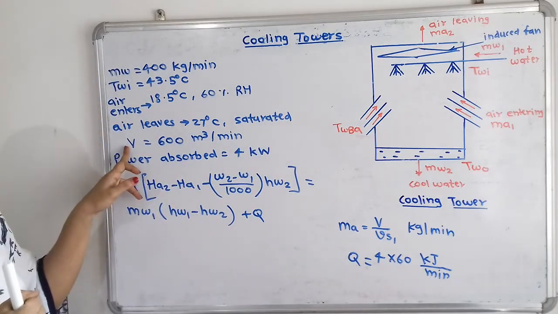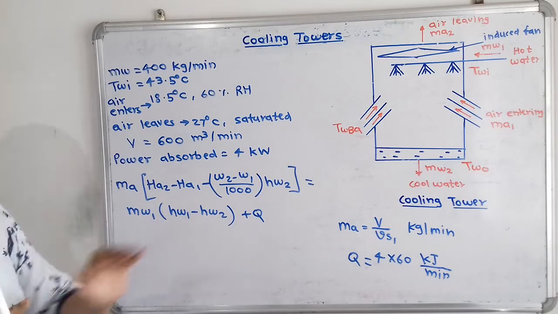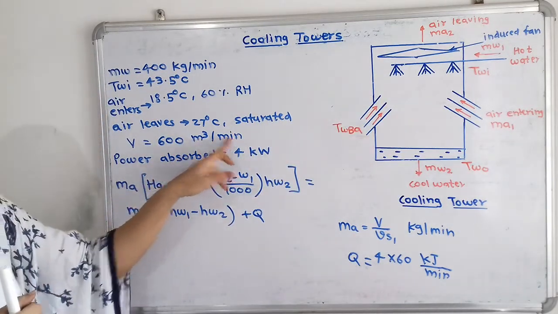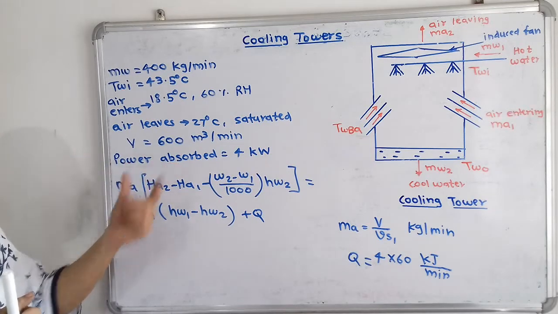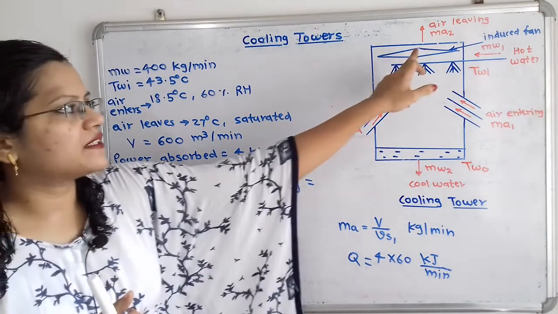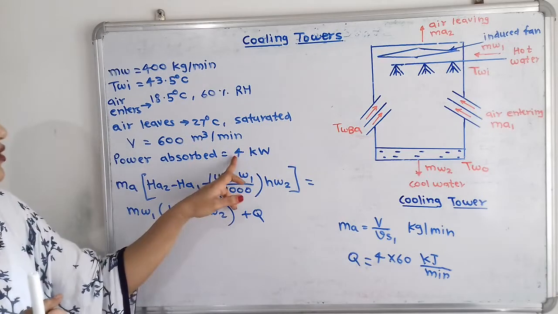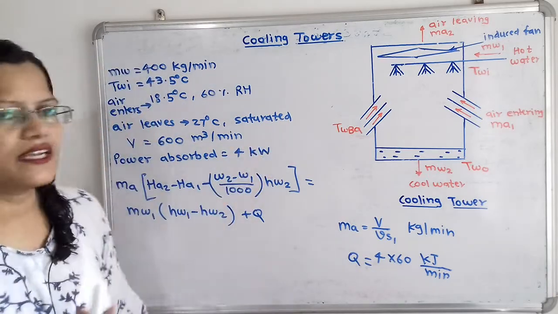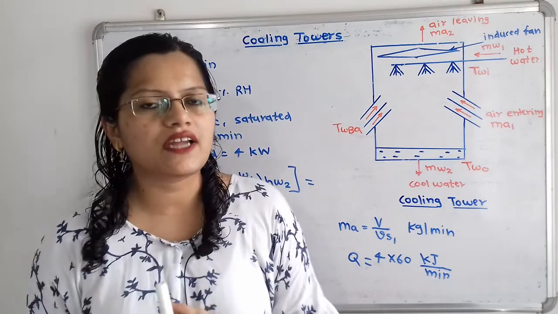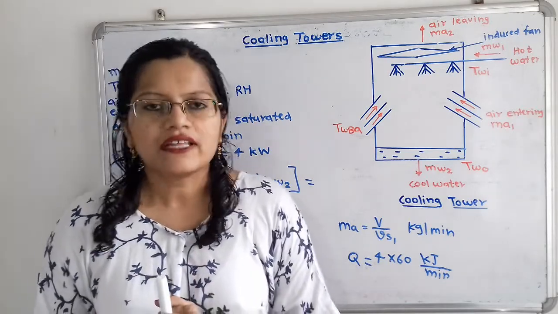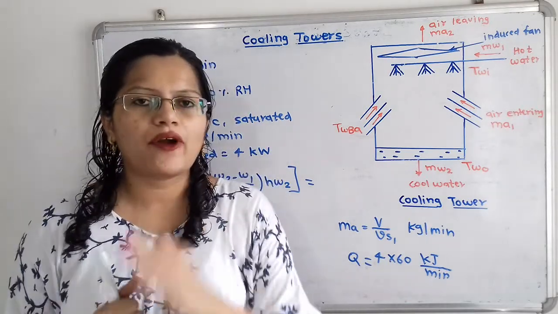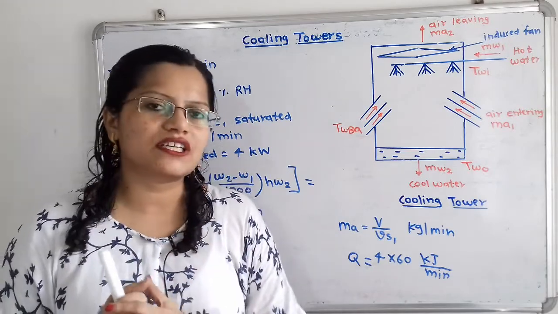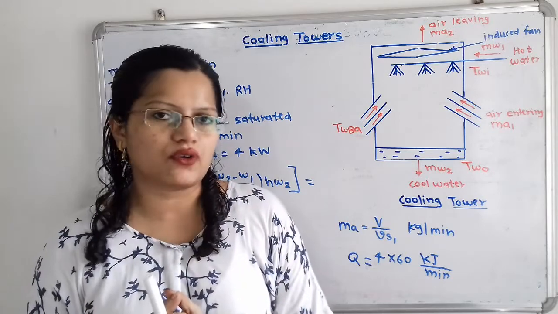Then the volume of the air is also given. So when the air is entered, volume is given 600 meter cube per minute. And the power absorbed by the motor which is attached to the induced fan is also given as 4 kilowatt. So from this given data we have to first find out the different values. That is, we will first plot the point 1 and point 2 on the psychrometric chart for the initial condition of air and final condition of air.